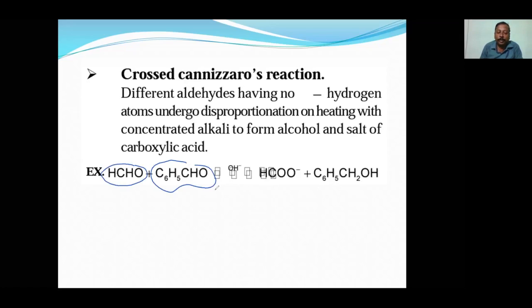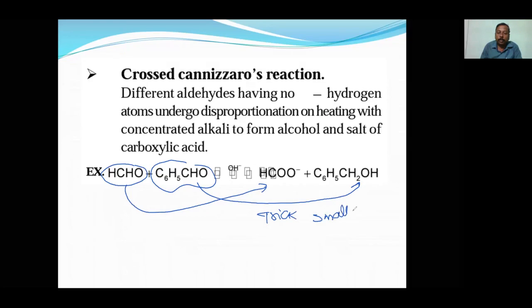Now the question will be coming: who will be the salt, and who will be the alcohol? The bulky group will be the alcohol, and the small one will form the acid. So when both are different, small will form the acid, big will form the alcohol. This is a trick. Small will form the salt of the acid, and the big alkyl group will give you the big alcohol. So this is crossed Cannizzaro.